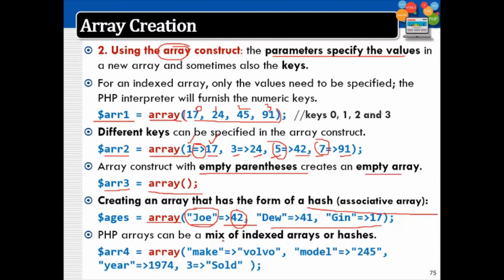PHP arrays can be a mix of indexed or hashes, as we have already mentioned. So you can give a key value like this. This is again a key value. This is again a key value. So this can be a number also. This is a normal index 3 and that can be specified here. So this is a mix of indexed arrays and hashes.